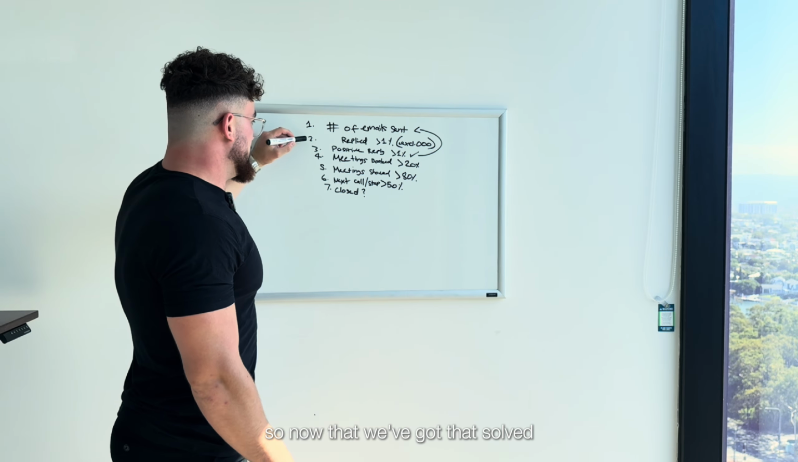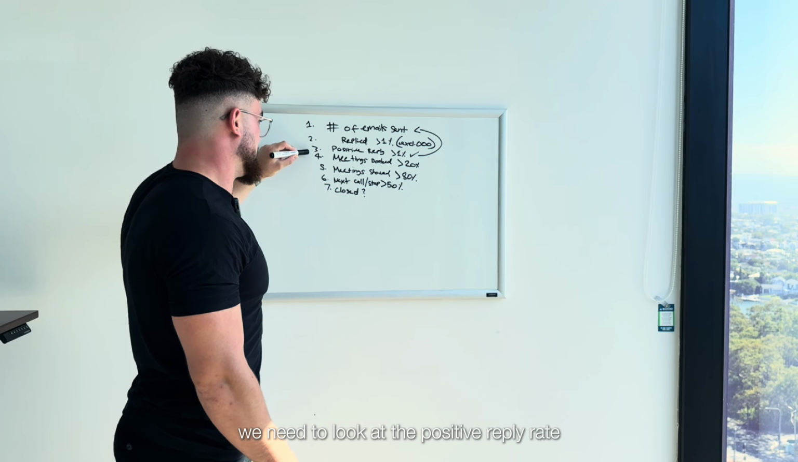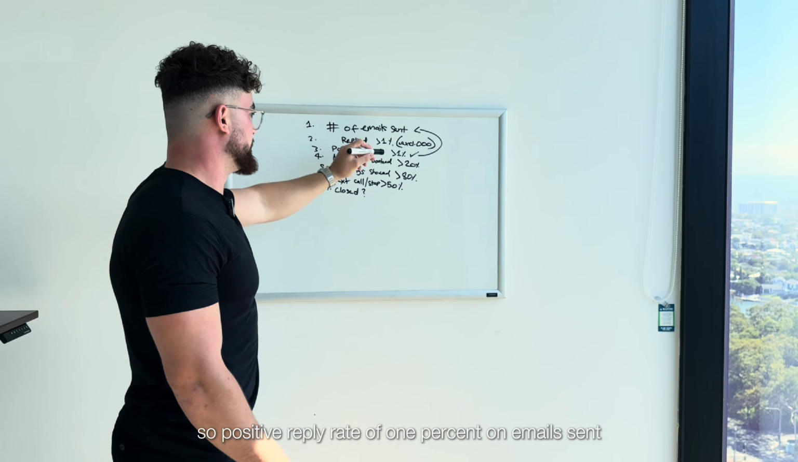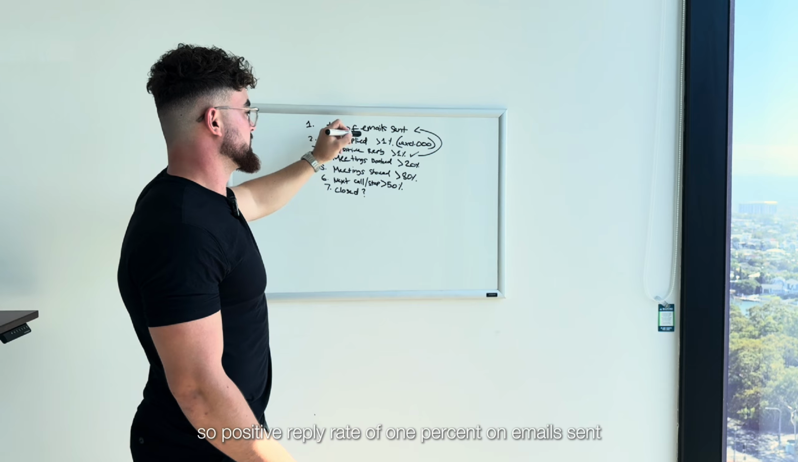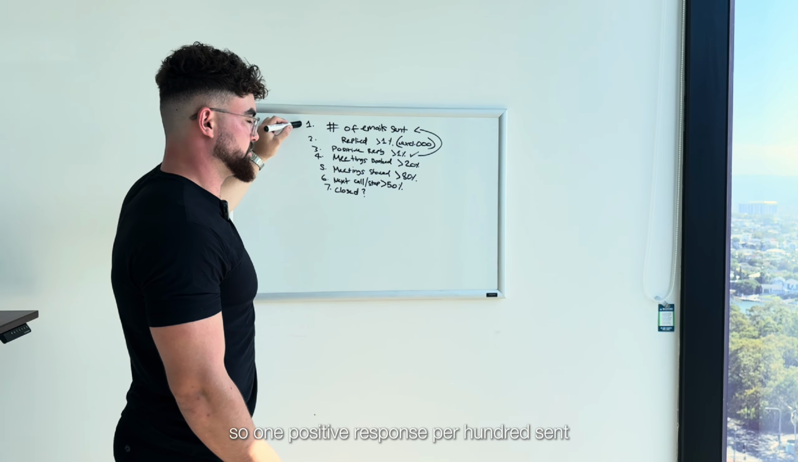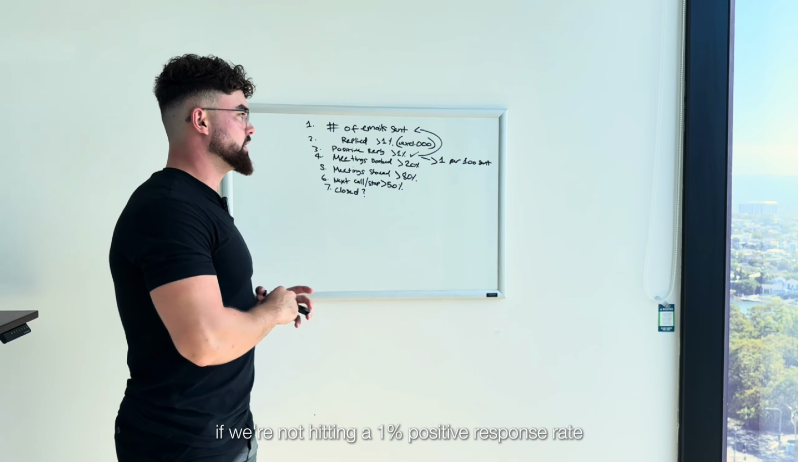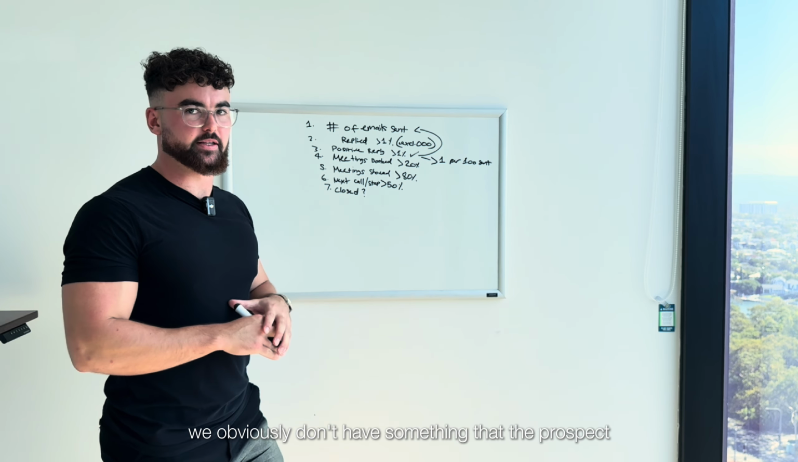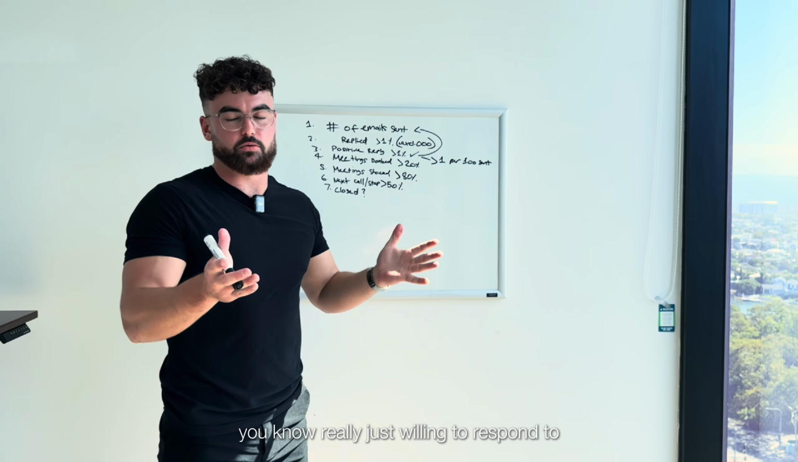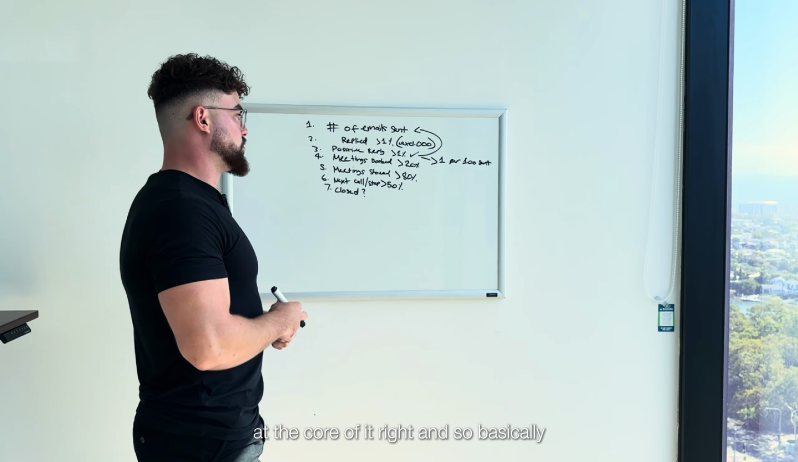So now that we've got that solved, we need to look at the positive reply rate. So positive reply rate of 1% on emails sent. So 1 positive response per 100 sent. If we're not hitting a 1% positive response rate, then we obviously don't have something that the prospect really wants or is really just willing to respond to at the core of it, right?